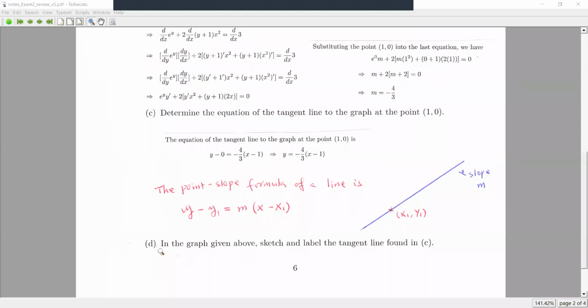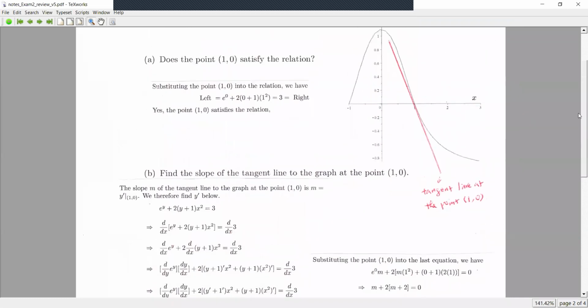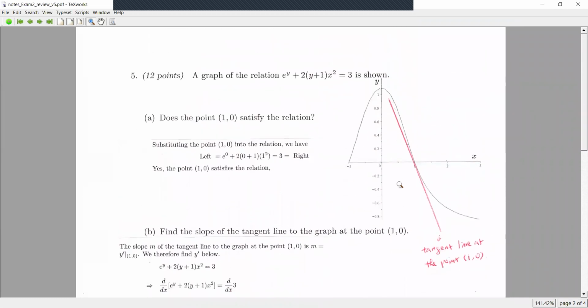Part D. In the graph given above, sketch and label the tangent line found in part C. This red line is the tangent line found in part C. It is the tangent line to the graph of this equation at the point (1, 0).